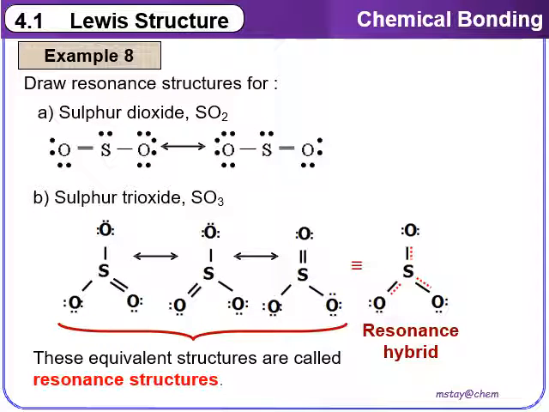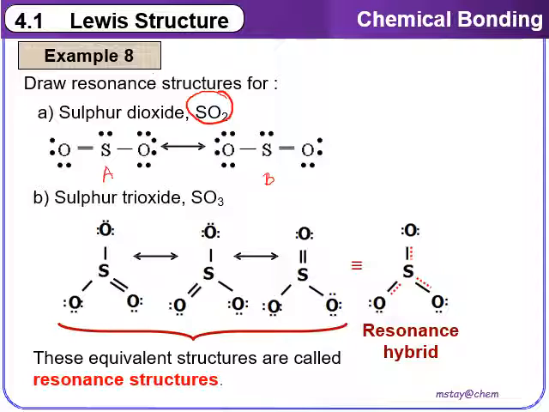Okay, let's look at one example of resonance structure, and here they're showing SO₂. Consider that you already know how to draw the Lewis structure for SO₂. So this is the structure. When we look at structure A and structure B, they look similar, but actually they are different in the position of the double bond.